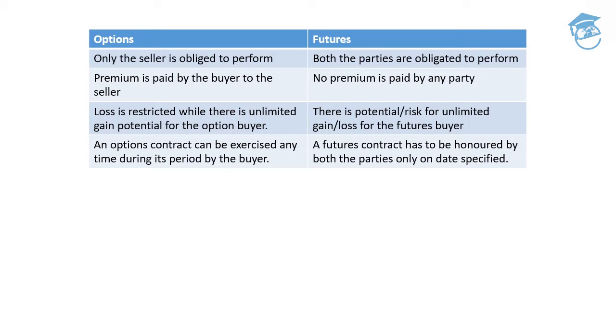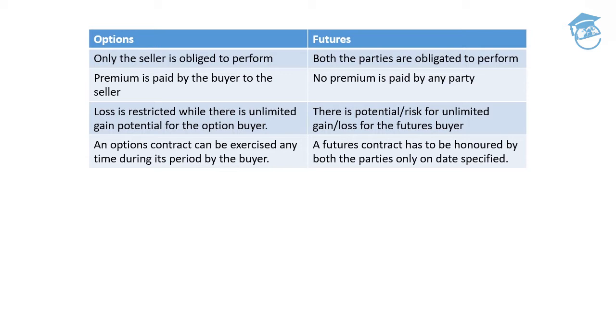At the same time, there is a very good possibility that if the exchange rate goes in your favor, then you, being the buyer of that particular currency, may end up earning a good amount of money, and the seller will be shedding the amount from his pocket. So there is an equal potential risk of unlimited gain or loss for the future buyer. Since you are obligated to perform in future, you cannot deny at a later stage. That is the difference between option and future.